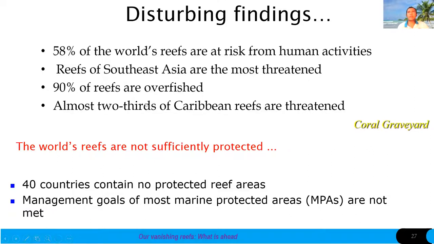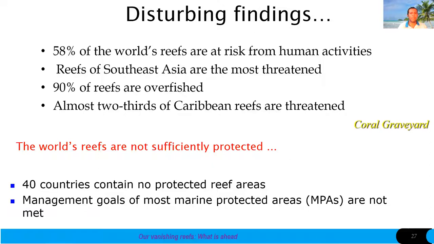There are some facts about the corals, how much of the corals are being damaged. 58% of reefs are damaged due to human activities. 90% of the reefs are overfished. You can imagine what kind of an impact they would have, right? And on the other hand, from the protection side, among the coastal nations, there are 40 countries in the world that have not even a single protected area, right? And even if they have protected areas, they are not well managed.